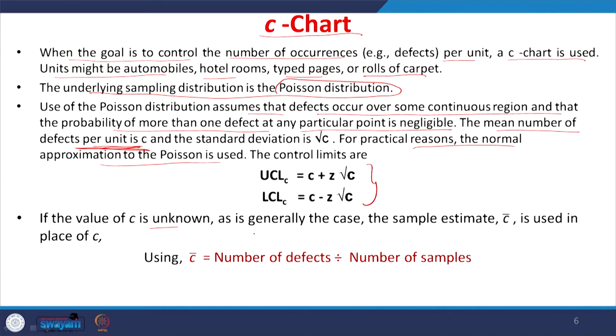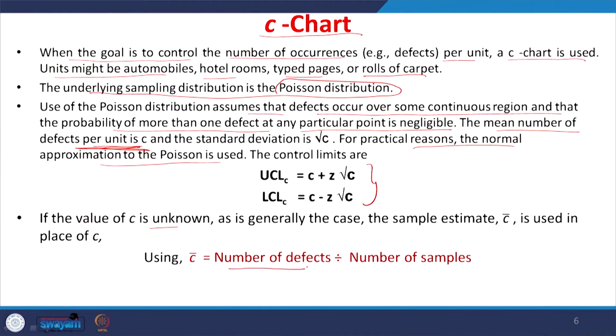If the value of C is unknown, which is normally the case, we will determine this C from the given sample data. The number of defects divided by the number of samples is the formula for determining the C value. Now, we do a numerical problem to understand the calculation of C charts.